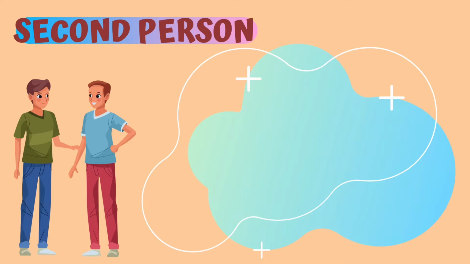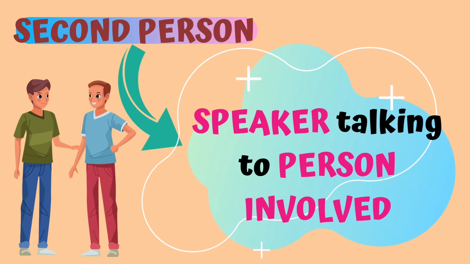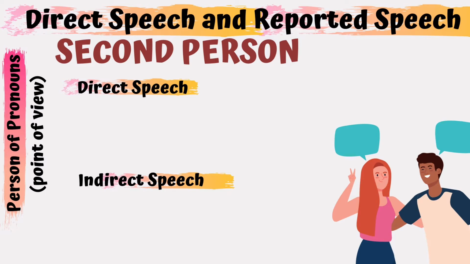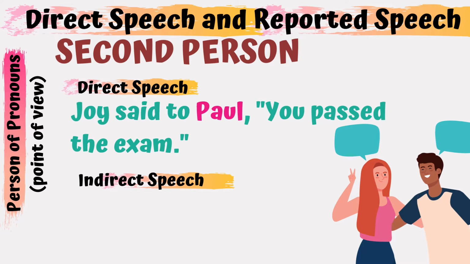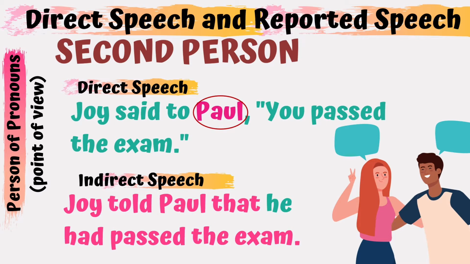Second person is when the speaker is talking to the person involved in the statement. Example: Joy said to Paul, "You passed the exam." Second person pronoun in reported clause always change according to the object of the reporting clause. So we change the object Paul to he. Thus, the reported speech will be, Joy told Paul that he had passed the exam.